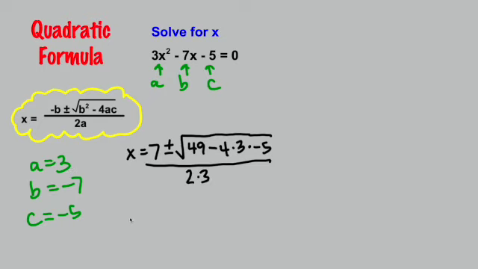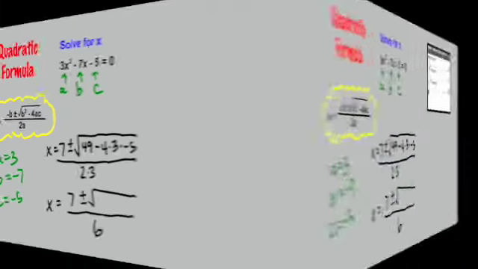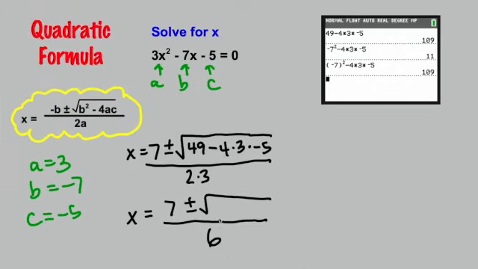Okay? Then you're going to say x equals 7 plus or minus, and then in a minute you're going to take your calculator and multiply all this together and take 49 minus that product, and then it's going to be all over 6. Now let me show you what I would be doing on my calculator right now. So if I entered in 49 minus 4 times 3 times negative 5, you should get 109. So I'm going to go ahead and put 109 right there.